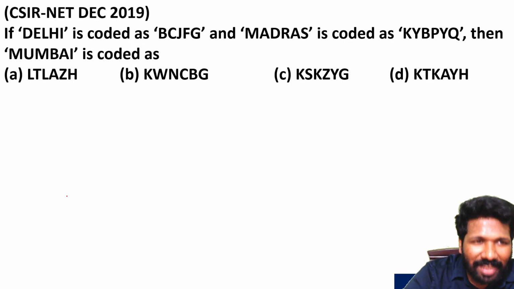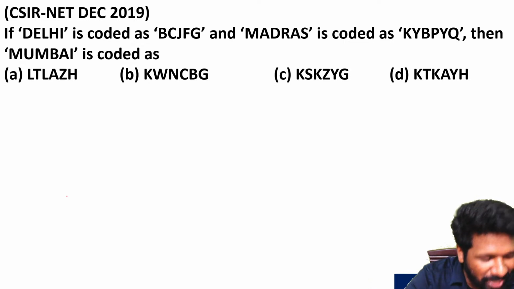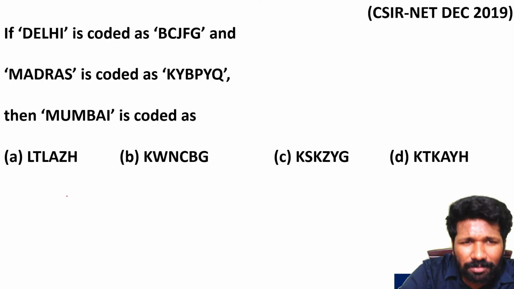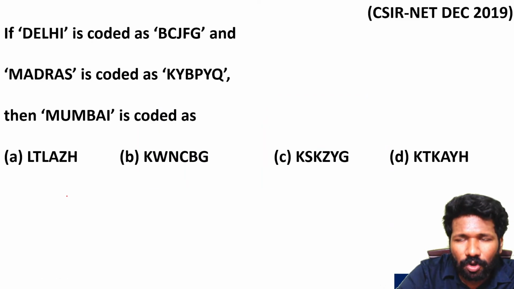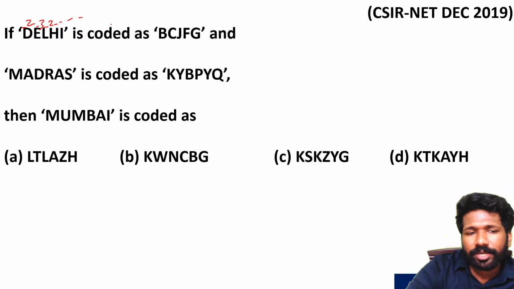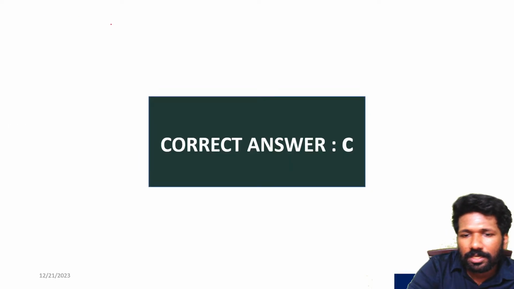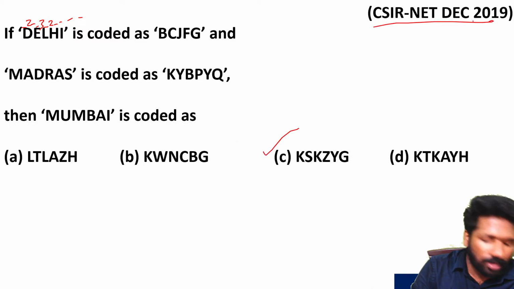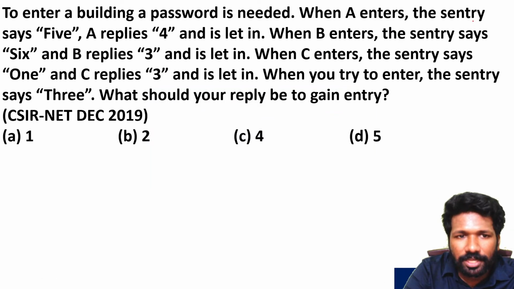But the problem is uncertain questions are also there. I will show you 1 or 2 examples of that. This is the same type itself, December 2019. Option C will be the answer. Minus 2, minus 2, minus 2 idea. Option C, KSKZYG. You can check it yourself later.